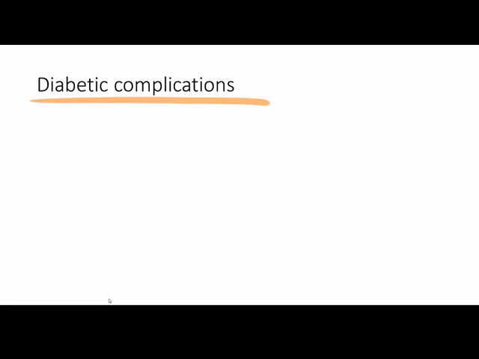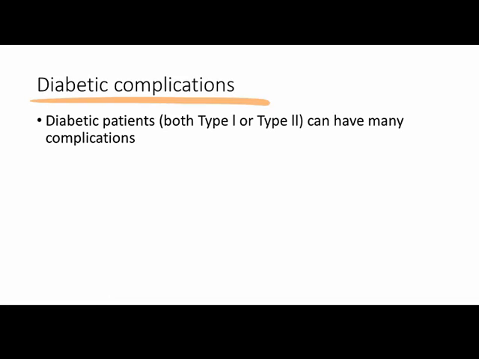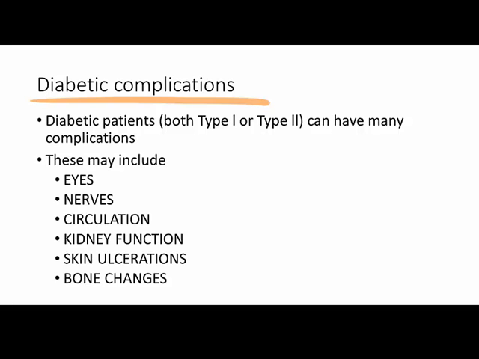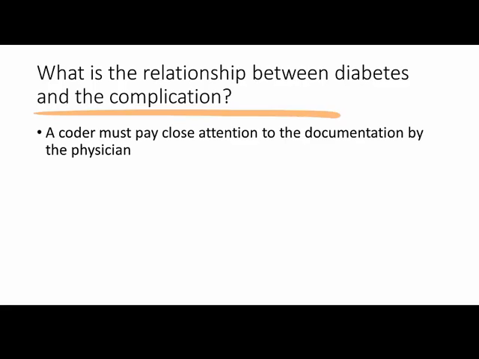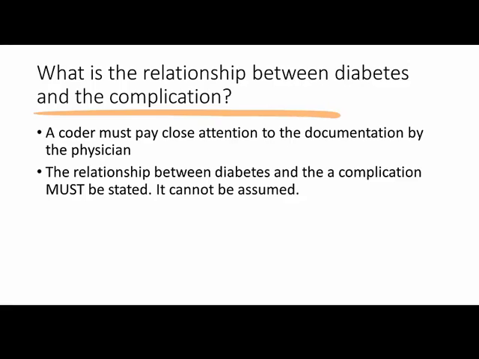Few diabetic complications. Diabetic patients, whether they're type 1 or type 2, can have many complications that can involve the eyes, nerves, circulation, kidneys, skin, or both. As a coder, you need to pay close attention to the documentation by your physician, because relationships between diabetes and a complication must be stated. It can never be assumed.